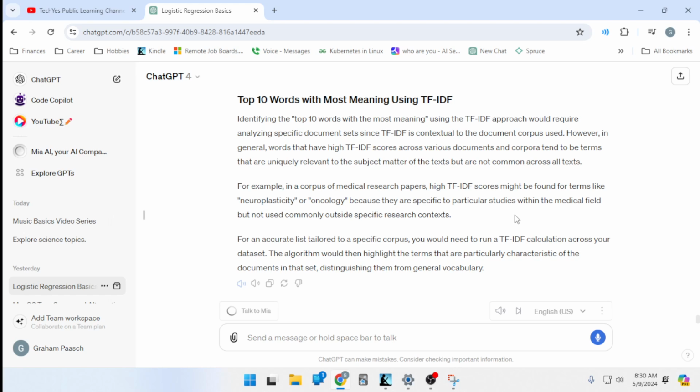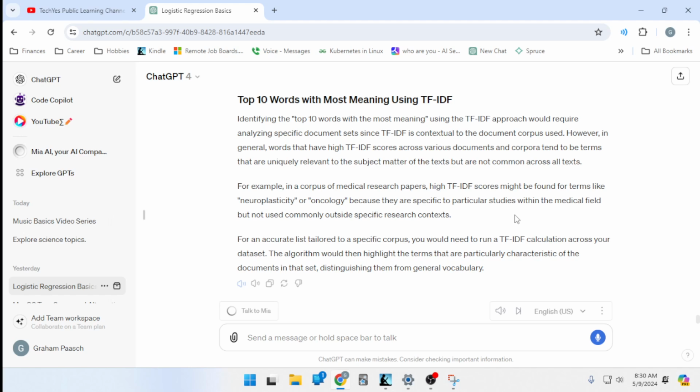For example, in a corpus of medical research papers, high TF-IDF scores might be found for terms like neuroplasticity or oncology, because they are specific to particular studies within the medical field but not used commonly outside specific research contexts. For an accurate list tailored to a specific corpus, you would need to run a TF-IDF calculation across your dataset. The algorithm would then highlight the terms that are particularly characteristic of the documents in that set, distinguishing them from general vocabulary.